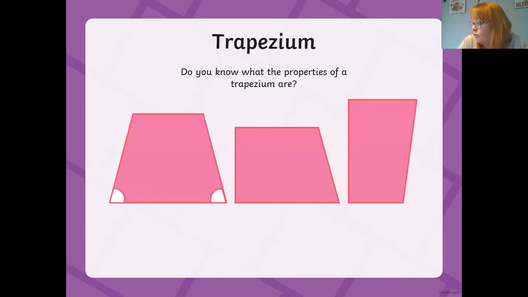And then we've got our trapezium. Remember I showed you these at the start? Trapezium. The only property is that it has 1 pair of parallel sides. So that's why you get them in different shapes.